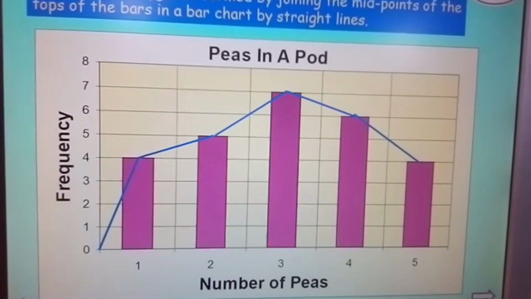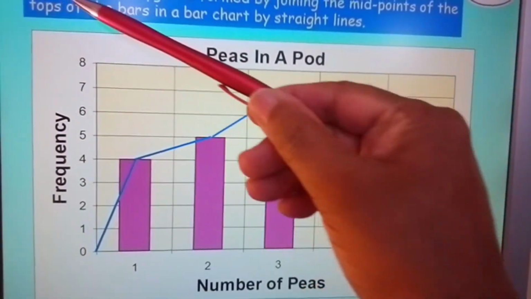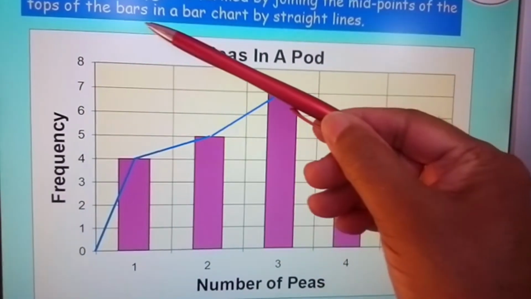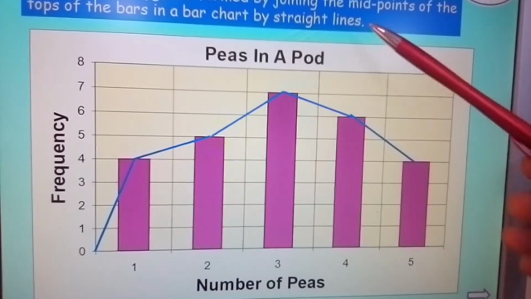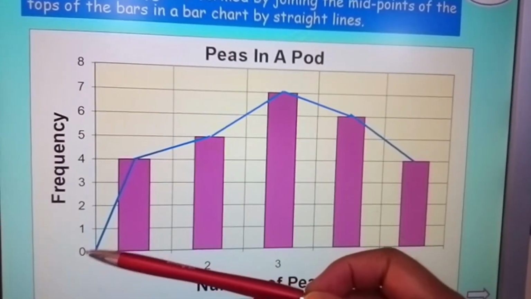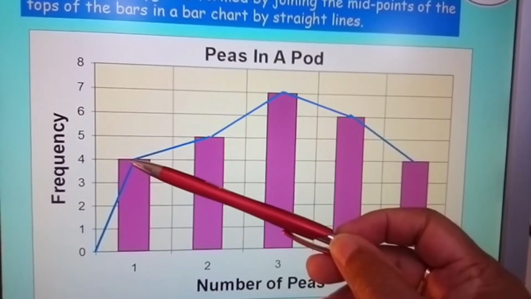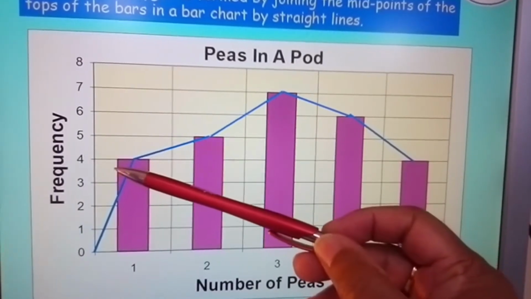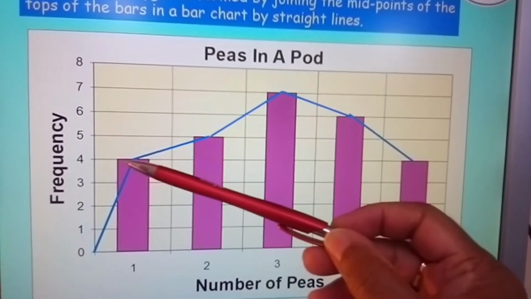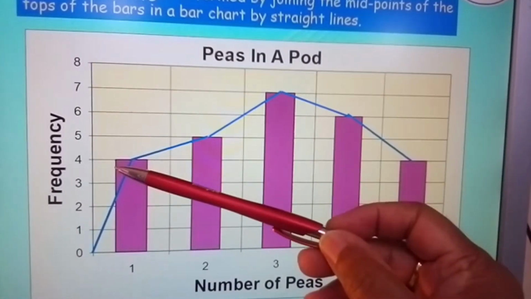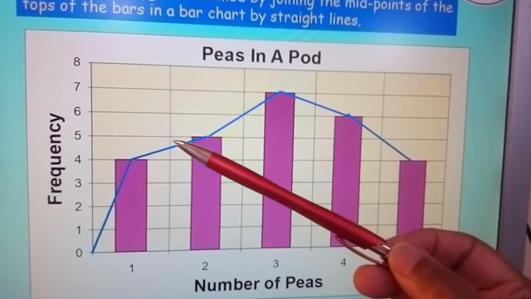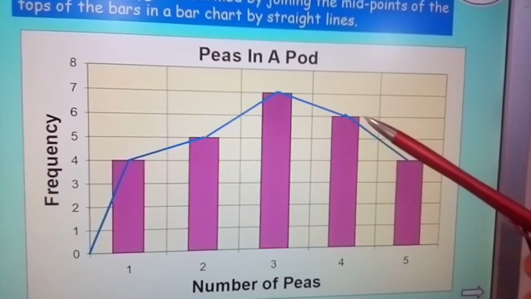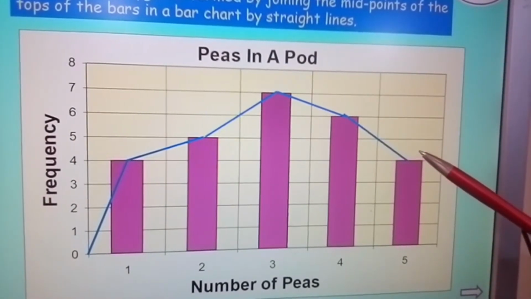Now, a frequency polygon is formed by joining the midpoints of the tops of the bars in a bar chart by straight lines. So what you're looking at here is you're taking a line from 0 to the midpoint of your bar. Now, the bar could be any width, depending upon what your diagram has been designed to do. Then from here, you'll draw another line to the center point of this, then to the center point of here, then to the center point of here, and so forth.